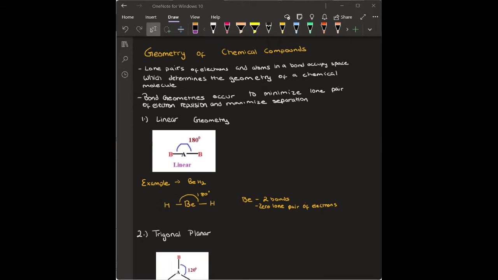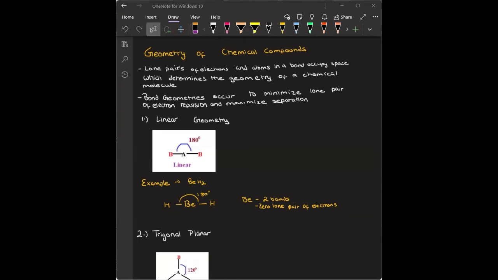Introduction to Geometry of Chemical Compounds. When considering the geometry of chemical compounds, you must take into consideration the lone pairs of electrons and atoms in a bond. You must always acknowledge that the lone pairs of electrons and the atoms in a bond occupy space, which determines the overall geometry of a chemical molecule. Bond geometries occur in order to minimize the lone pair of electron repulsion and maximize the separation between these electrons.